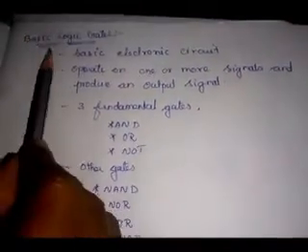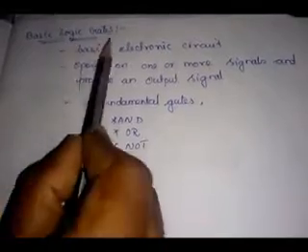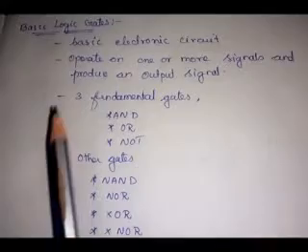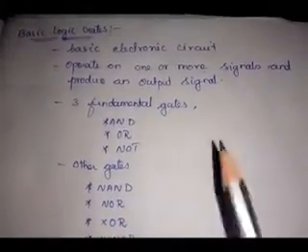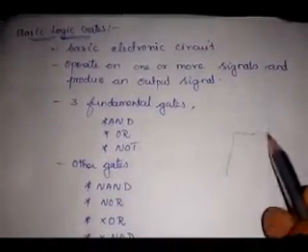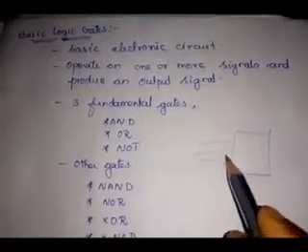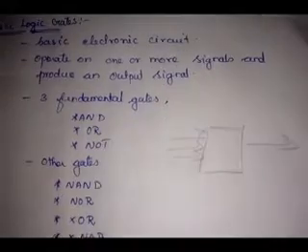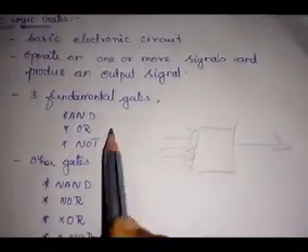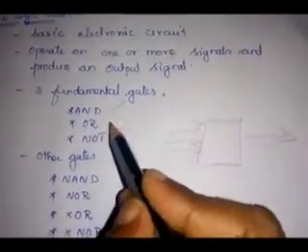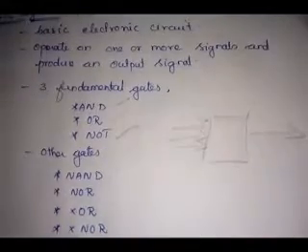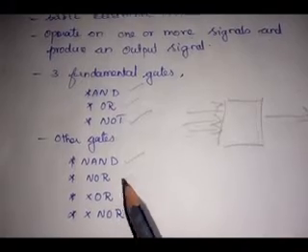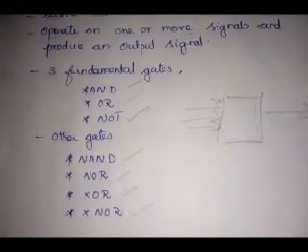Next topic is basic logic gates. These basic logic gates are basic electronic circuits. This electronic circuit operates on two or more input signals and produces a single output signal. It has three fundamental gates. They are AND gate, OR gate and NOT gate. Other gates are also there: NAND gate, NOR gate, XOR gate, XNOR gate.